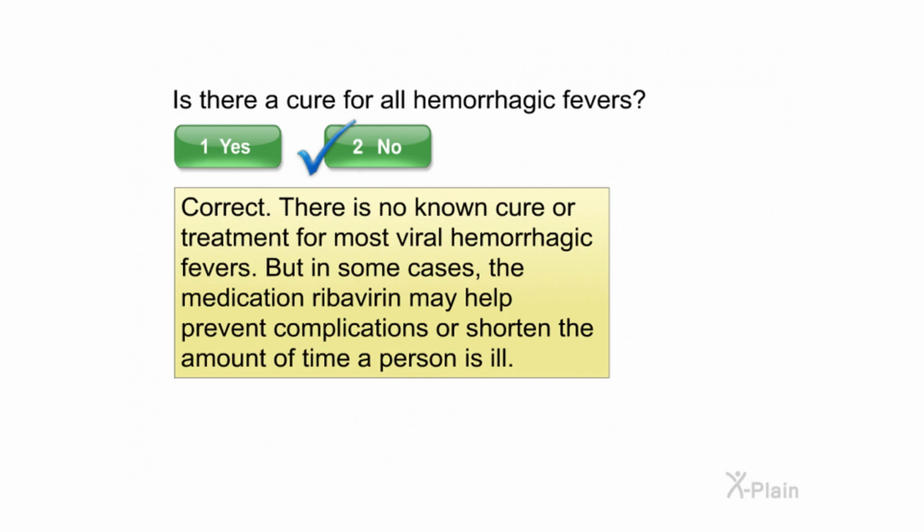Correct. There is no known cure or treatment for most viral hemorrhagic fevers, but in some cases, the medication ribavirin may help prevent complications or shorten the amount of time a person is ill.